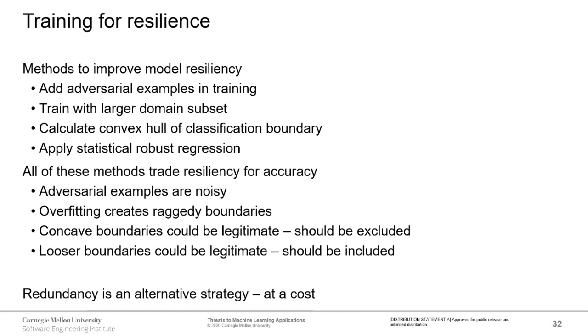You could actually just calculate a way to close up that space between the spikes, something called the convex hull of the classification boundary. And that can be shown to be effective against particular kinds of attacks that change the system by no more than a particular amount. Or you can do something called a statistical robust regression. That doesn't mean that this particular regression is effective against cybersecurity attacks. Statistically robust refers to a way to manage outliers, but think of it again as a way to try to smooth out and fill in some of those peaks. But all of these methods in trying to become more resilient are really trading off against accuracy.